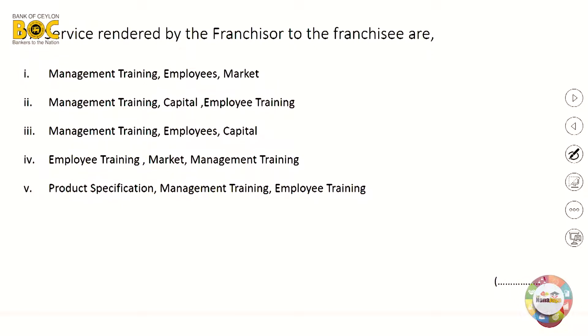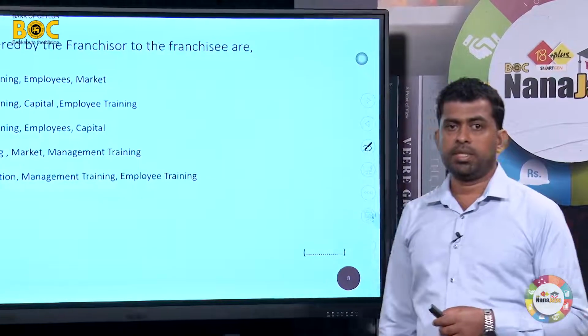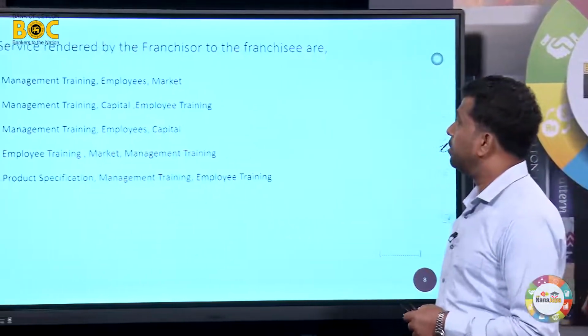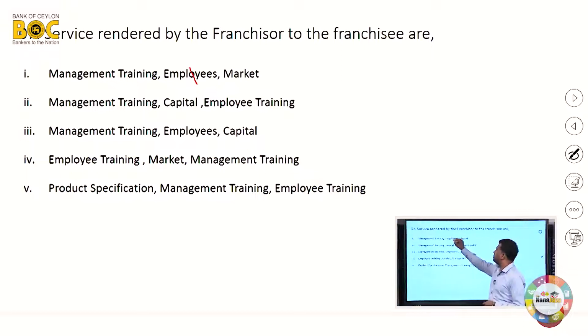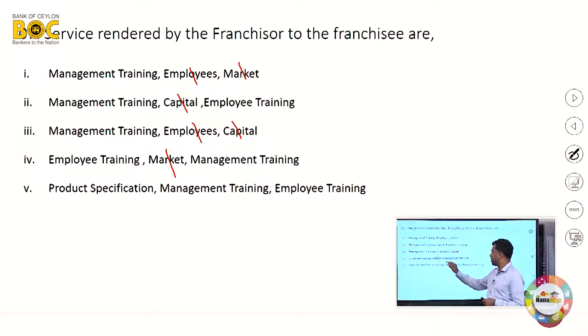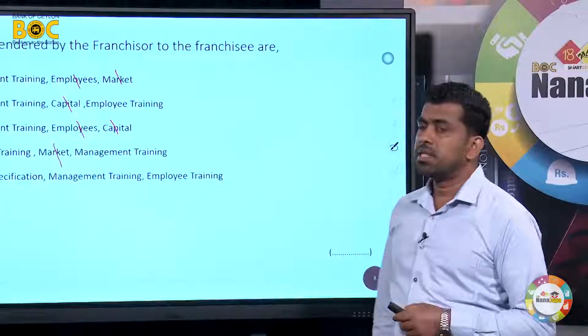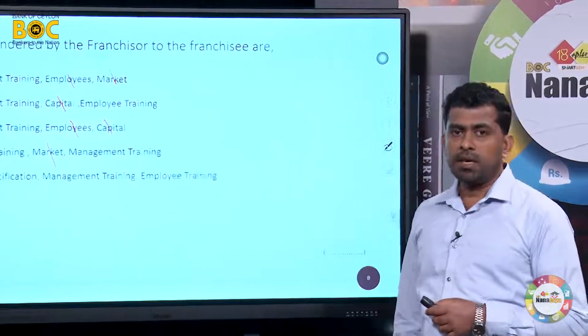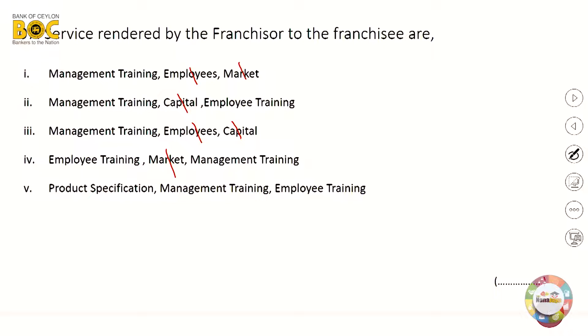Question number 7. Services rendered by the franchisor to the franchisee are: there are different services provided by a franchisor to his franchisee. Management training, employees, market. Employees are not provided, and market also the same. Management training, capital, employee training. Capital is not provided by the franchisor to the franchisee. Management training, employees, capital; employees and capital can be excluded. Employee training, market, management training; market is not provided. Product specification, management training and employee training. These services are rendered by a franchisor to his franchisee. So the correct option is the fifth option.